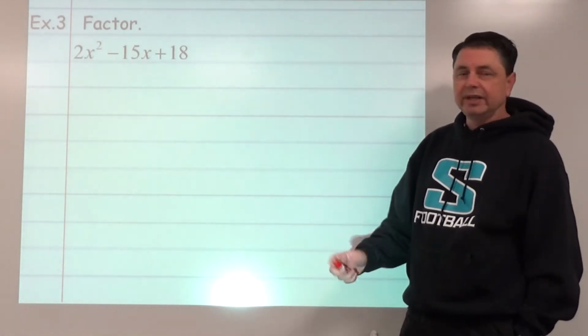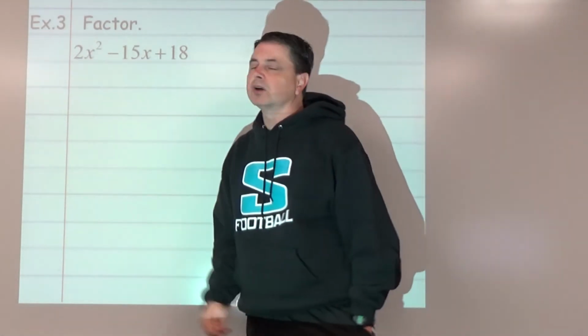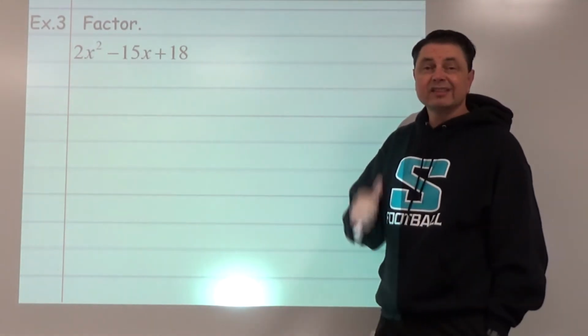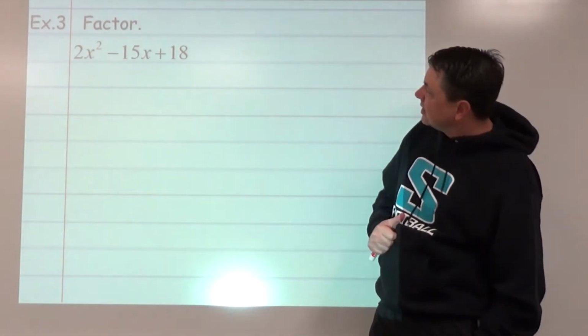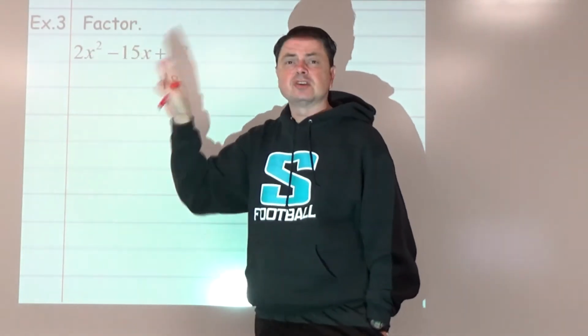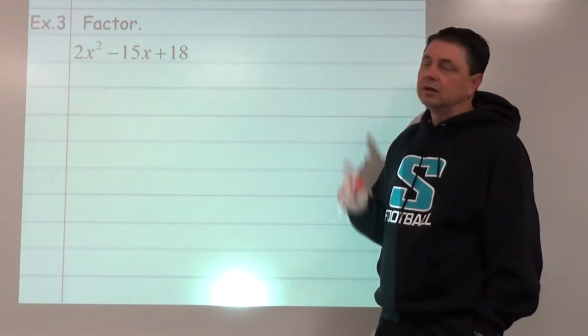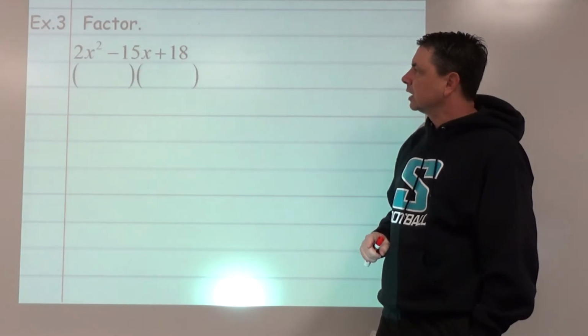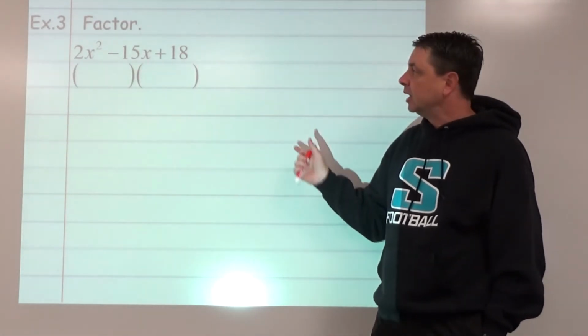Example 3, a little bit different with a coefficient in front. Let's do the same things. Let's look for a GCF always. We got numbers here, but 2 doesn't go into the 15, so no GCF. Then we're going to walk in the fronts after we double bubble.